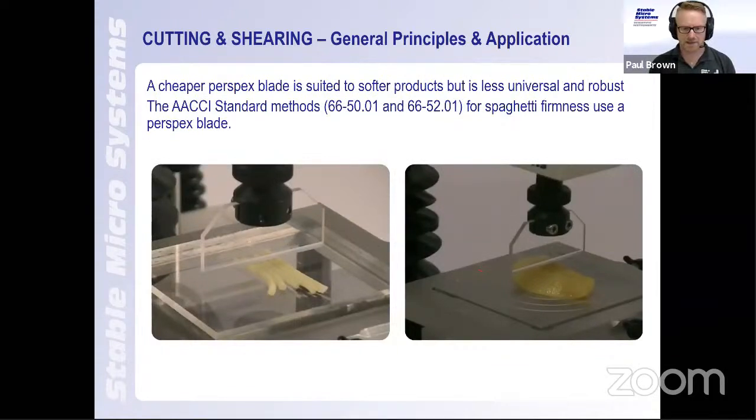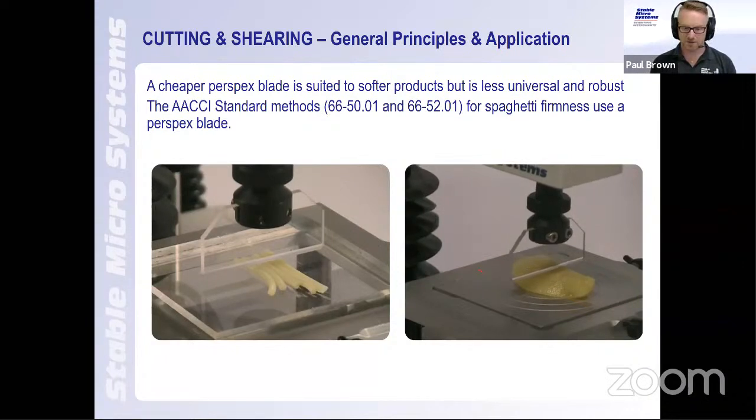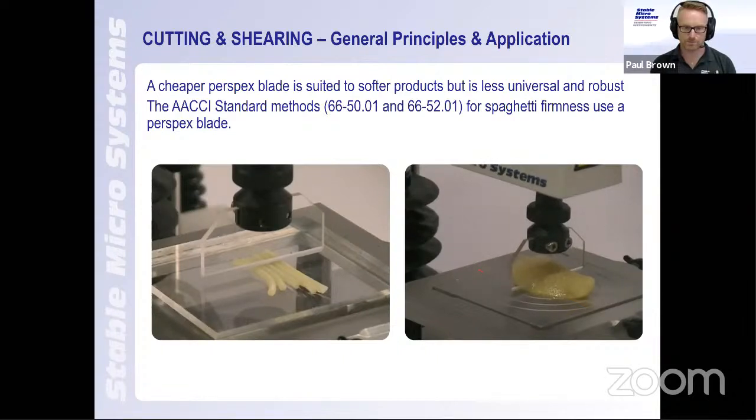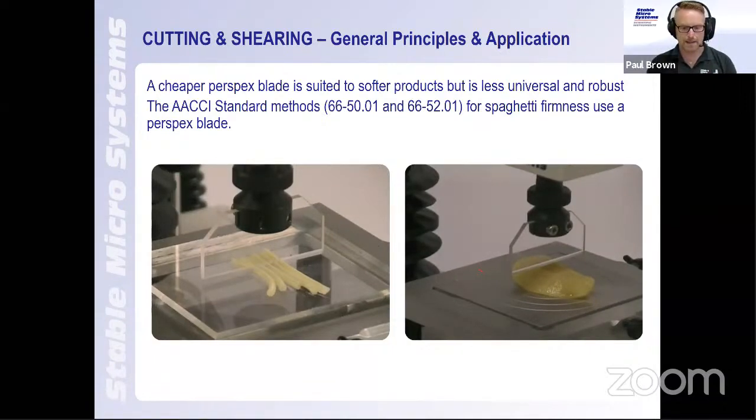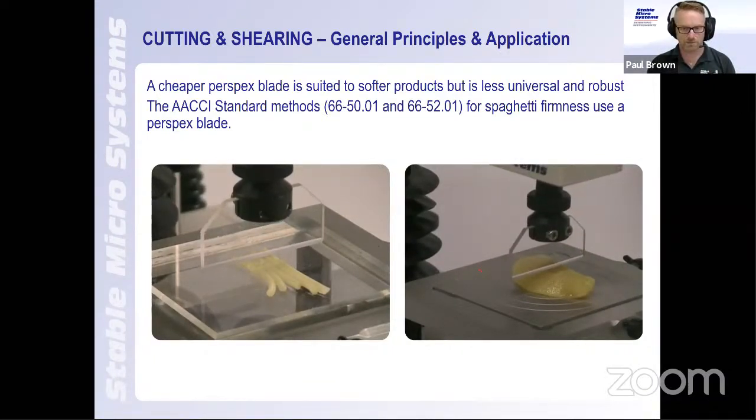As well as metal blades, we offer Perspex blades. The advantage of the Perspex blade is that it's relatively inexpensive again, and also it's very quick to change. So if you're looking at soft products, things like noodles, cooked vegetables or cooked fruits, it is often used. And as stated here, the AACC standard method for spaghetti firmness uses a Perspex blade. Whether that's a flat blade or a chisel blade, it's all possible with Perspex type blades. Again, you can see there isn't just one type of blade or one type of test. There can be a whole series of different types of tests available.